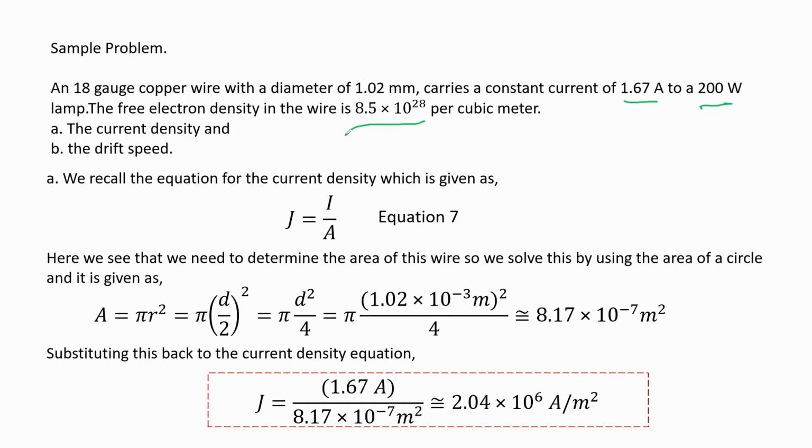For letter A, we recall the equation for the current density, which is given in equation 7. Here we see that we need to determine the area of this wire, so we solve this by using the area of a circle. We then substitute it back into the equation for the current density and we get the value here.